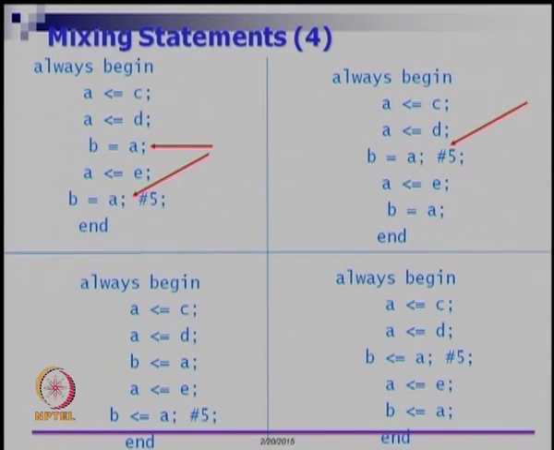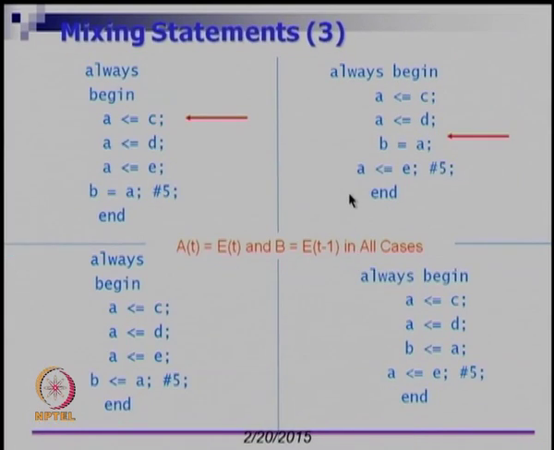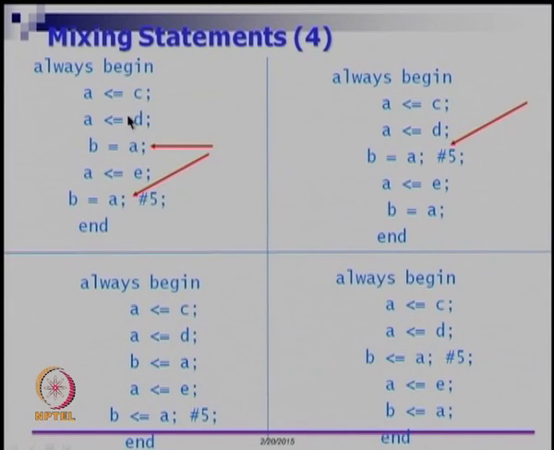Let us do one final round of mixing statements. So, you have A equals C and A equals D, then you have B equals A, A equals E, and then we have one more assignment to B here, right. So, there are 2 assignments to B. In the previous slide, we had only 1 assignment to B and 3 assignments to A. In this slide, we have 3 assignments to A and 2 assignments to B. Let us see how to reason this.